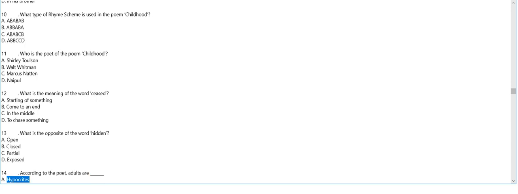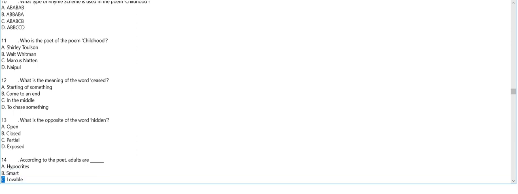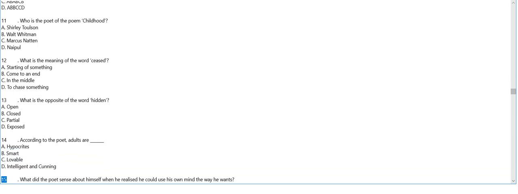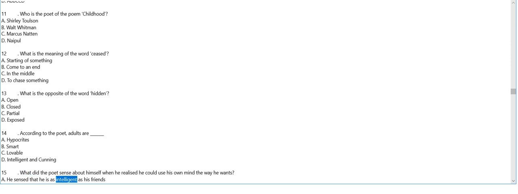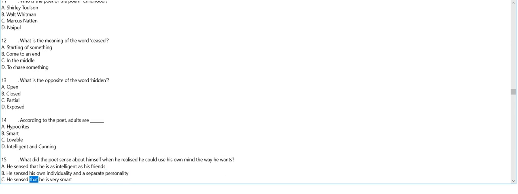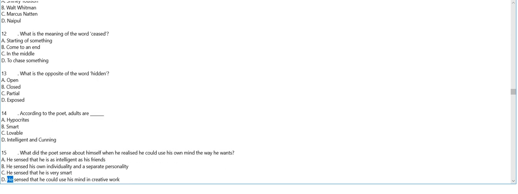14. According to the poet, adults are underscore. A. Hypocrites. B. Smart. C. Lovable. D. Intelligent and cunning. 15. What did the poet sense about himself when he realized he could use his own mind the way he wants? A. He sensed that he is as intelligent as his friends. B. He sensed his own individuality and a separate personality. C. He sensed that he is very smart. D. He sensed that he could use his mind in creative work.